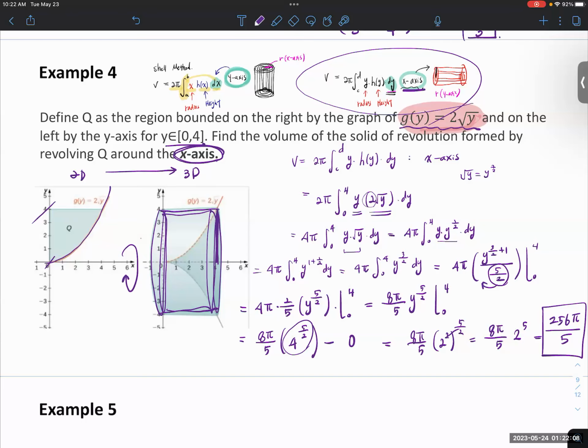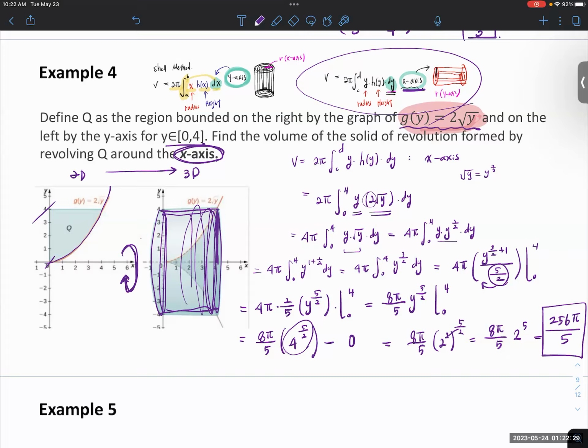Okay, so let's take a look at the last question. Maybe you have a question at this moment. Professor Ben, you know what? Can I use the disc method? Because when I rotate about the x-axis, the cross-sectional image is a circle anyway. Can I do that? Yes.